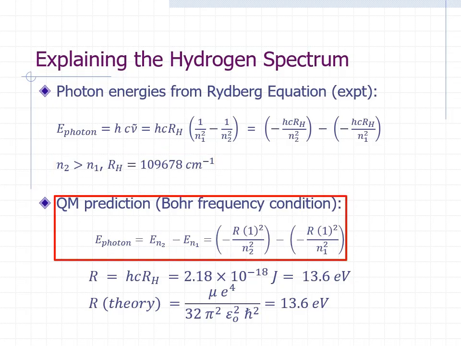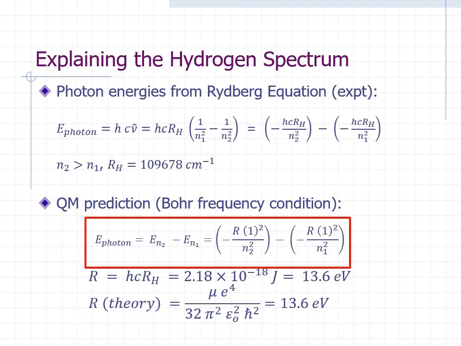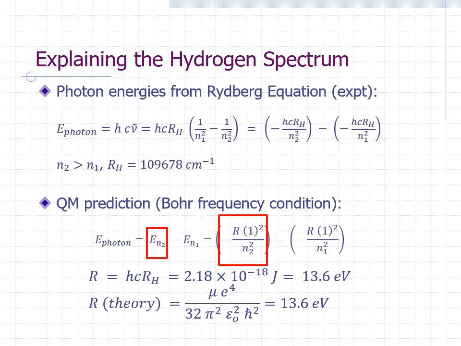Now let's look at the quantum prediction. The Bohr frequency condition says that the energy of any photon emitted must be equal to a difference between two allowed energy levels. What if we want to calculate the photon energy for the transition from a state with principal quantum number n2 to a state with principal quantum number n1? The photon energy would be equal to the energy when n is equal to n2 minus the energy when n is equal to n1.